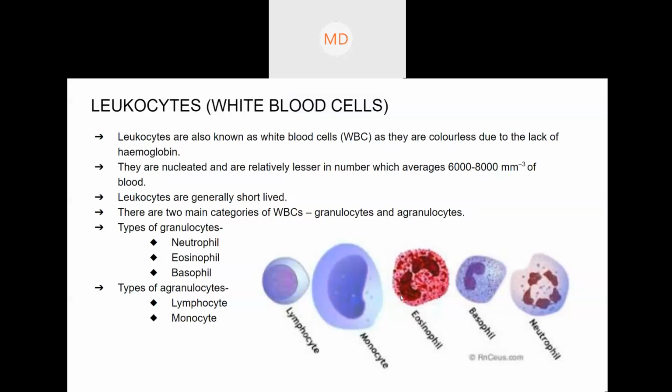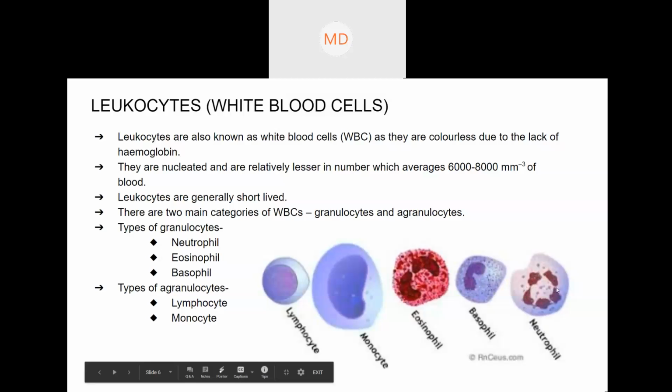Okay, this categorization is made. First let's look at the granulocytes. There are neutrophil, eosinophil, and basophil. These are categorized on the basis of the structure of the nucleus. You can see that for all the blood cells, the structure of the nucleus is different. Here you can see the nucleus has five lobes. So in neutrophil, the nucleus is five-lobed.